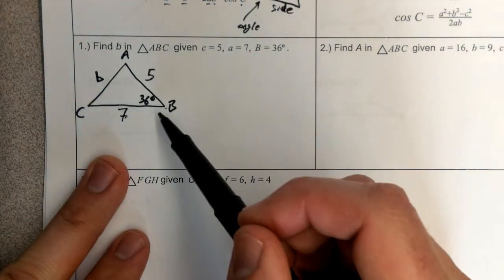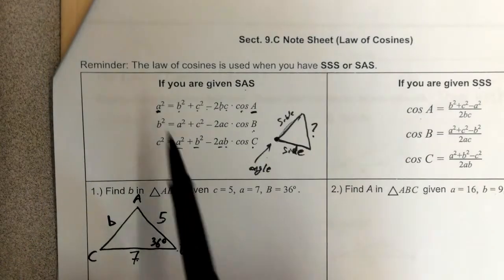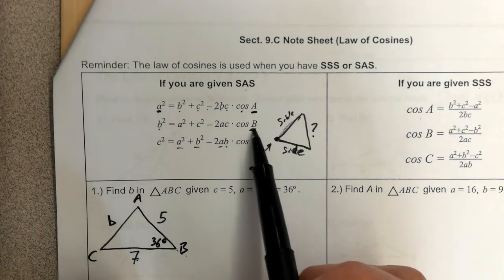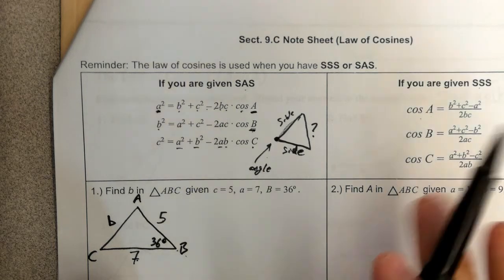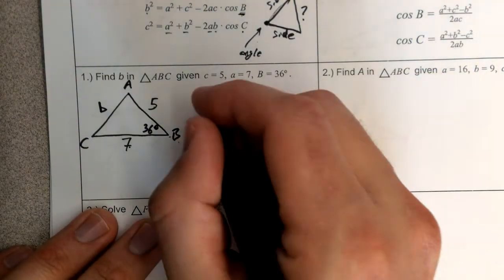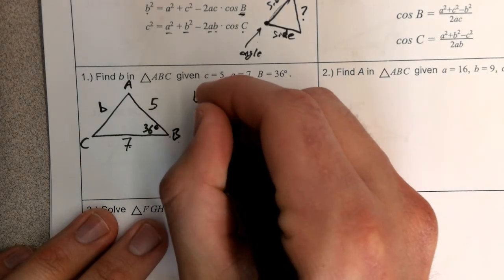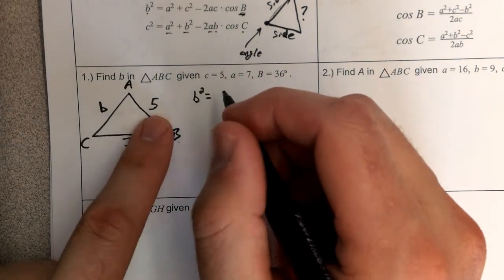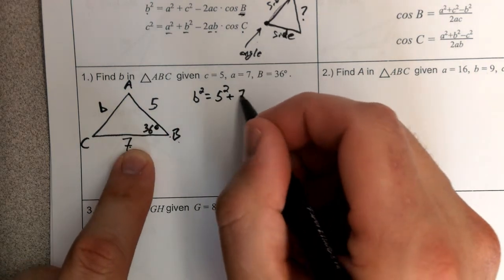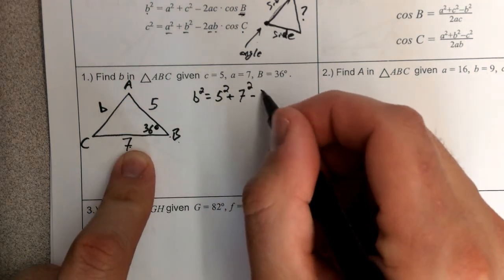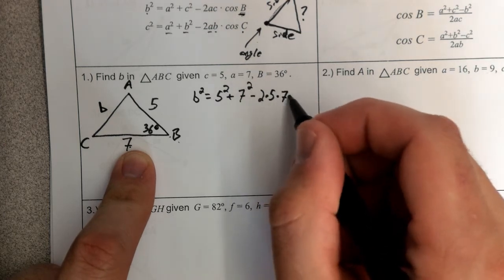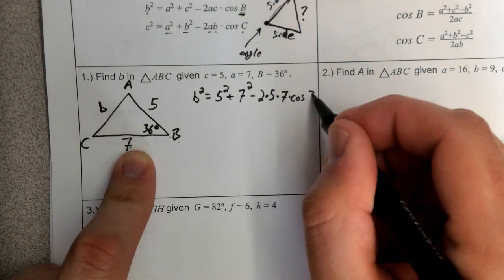Okay. And I check my formula. Which formula should I use? Well, I'm given angle B, so that tells me that I'm going to use this second formula here. No other ones have angle B. All right. So I'll go find little b using the law of cosines. It'll look like this. b squared is equal to a squared, so that's 5 squared, plus c squared, which is 7 squared, minus 2 times a, which is 5, times c, which is 7, times the cosine of 36.